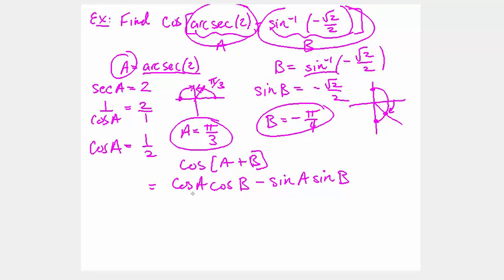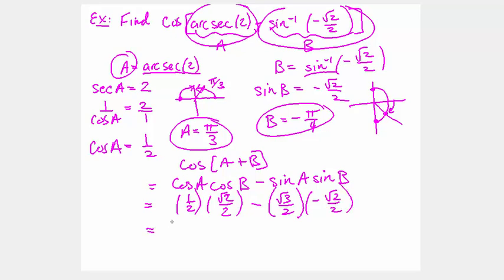So the cosine of pi over 3 would be 1/2. The cosine of negative pi over 4 would be root 2 over 2. So again, these are just unit circle values. The sine of A being pi over 3 would be root 3 over 2. And the sine of B being negative pi over 4 would be negative root 2 over 2. And so we can put this in simplified form by getting a common denominator as we've been doing, and end up with root 2 minus root 6 all over 4.